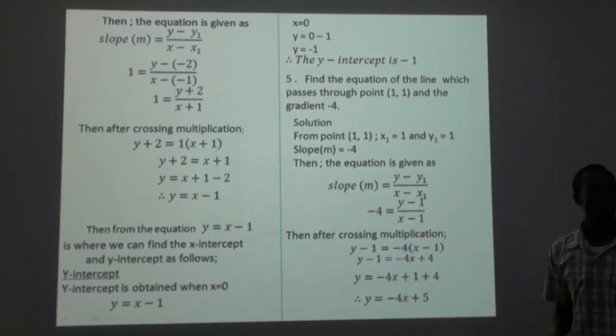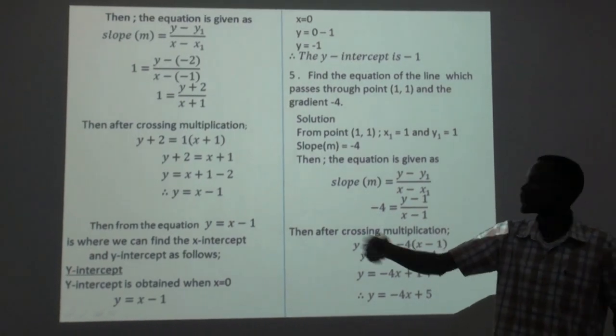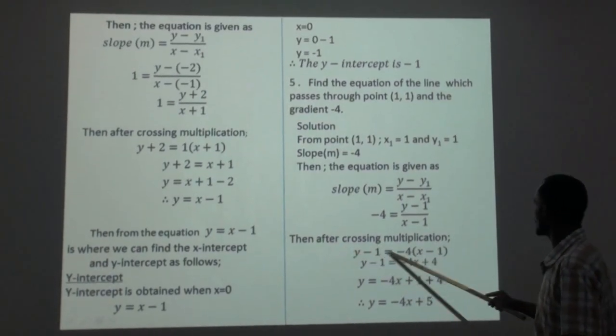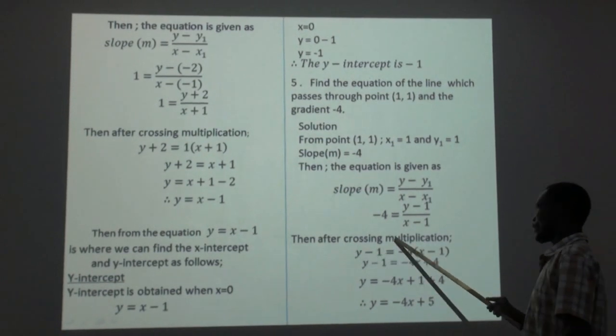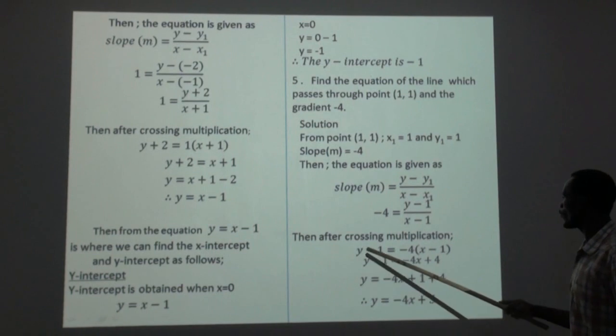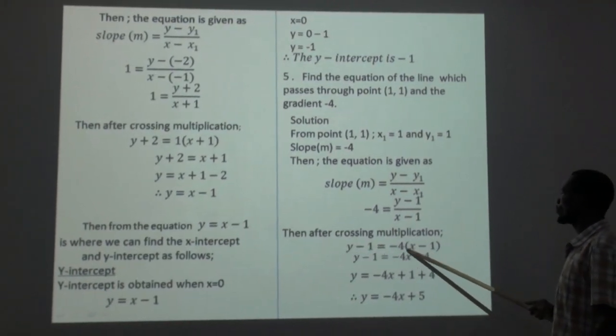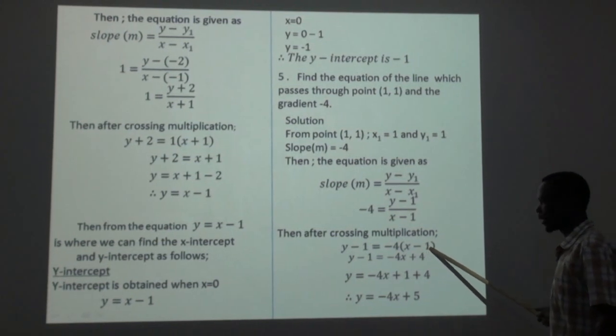Then what next? Cross multiplication. After cross multiplication, then what next? I have y minus 1 is equal to negative 4 in bracket x minus 1.